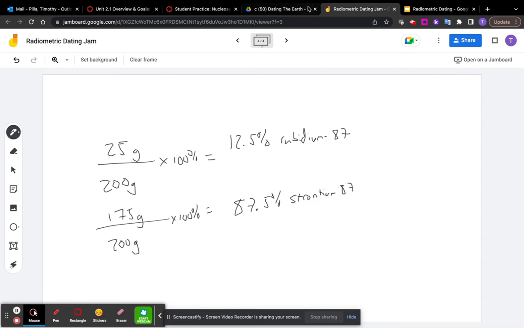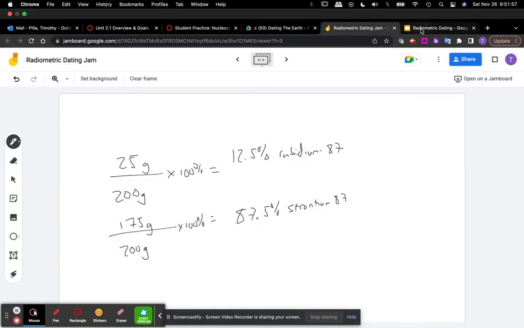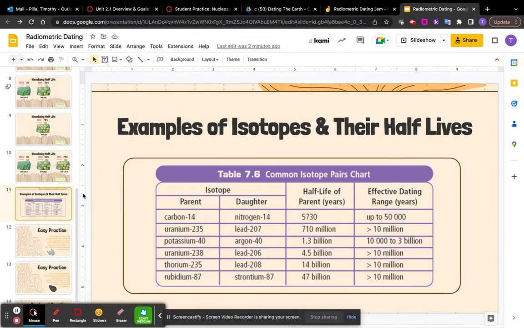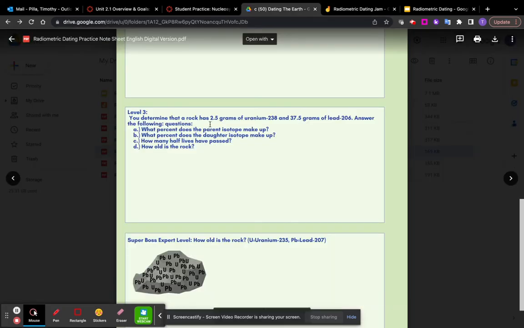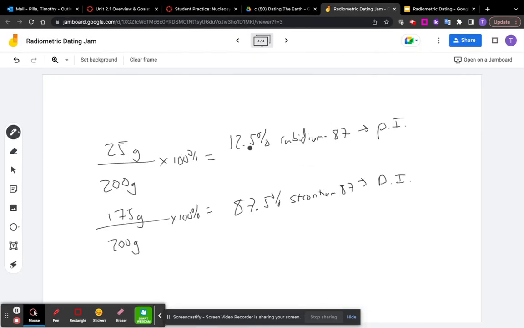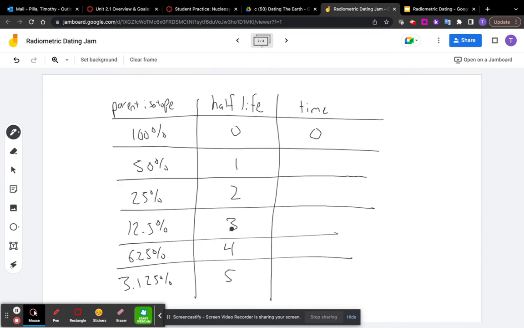But the question's asking you, what percent is the parent isotope? Well, we know just by looking at the table. The worksheet has a table. Rubidium-87 is the parent isotope. So this is how much of the parent isotope there is, and this is how much of the daughter isotope there is. Then after you have that, it's all easy. 12.5%, what does it ask you? How many half-lives have passed? You have 12.5% of the parent isotope, so 3 half-lives passed.